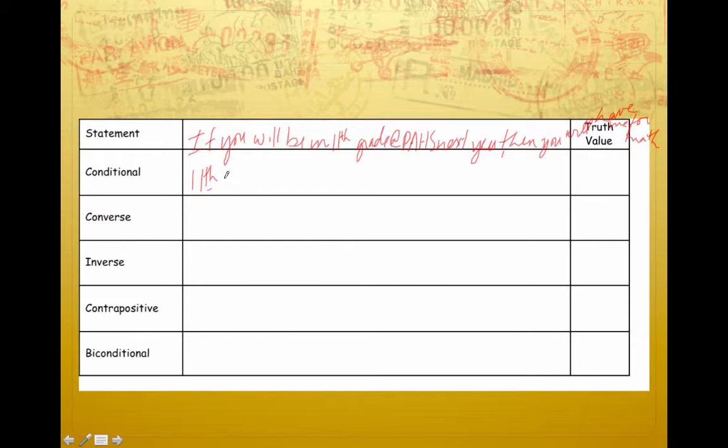so I'm going to just put 11th, PHS, 14-15, then, whoops, Erwin Curry for math. Okay, so that is true unless something horrible and unforeseeable happens. Then if you were in 11th grade next year at Plano Academy High School, then you will have me for math. That's true. The converse is where we say it in the reverse order.